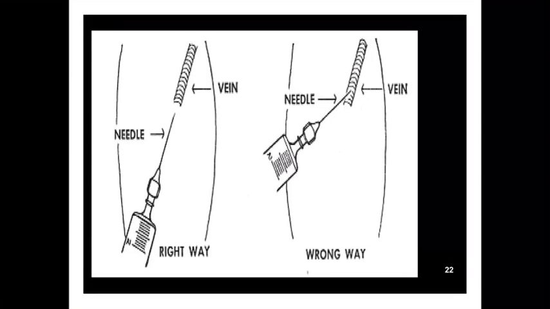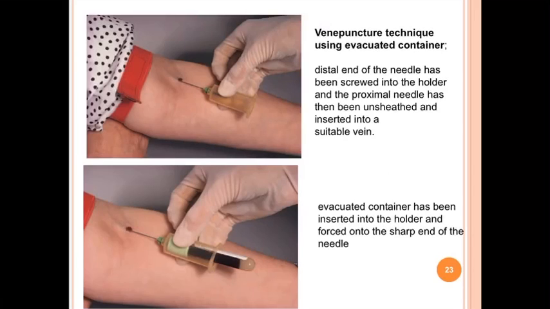Now the needle should be inserted in the direction of the vein, as shown in the first figure. The second figure shows the wrong method. The needle is entering at an angle in the vein, so we can't collect the blood and it forms a hematoma. This we have shown with the needle and the syringe.